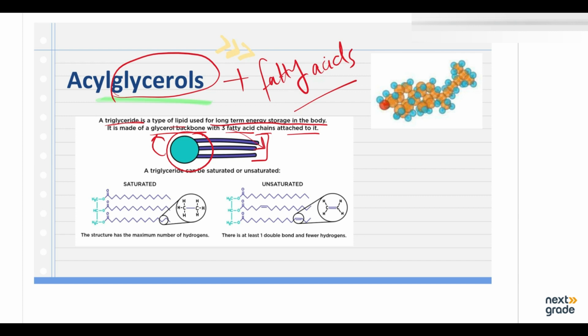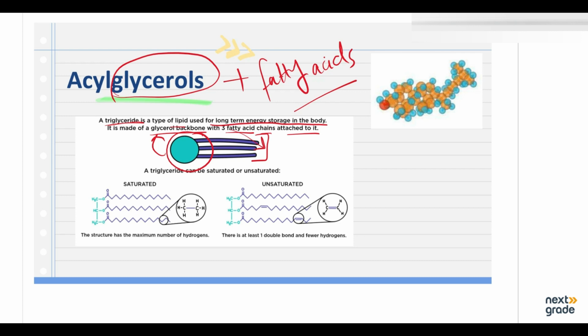So the triglyceride can be saturated or unsaturated. What are saturated fats? Saturated fats are those that are solid at room temperature, but unsaturated fats are those that exist as a liquid at room temperature. For instance, animal fat such as meat is a saturated fat, but plant fat such as vegetable oil is an unsaturated fat because it's liquid at room temperature, right?